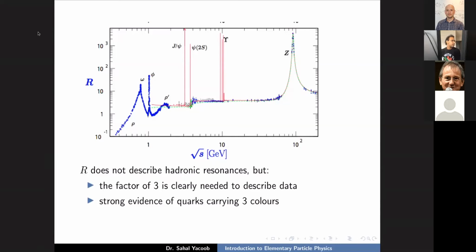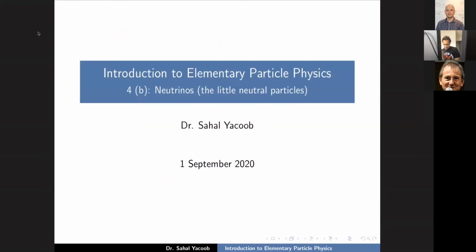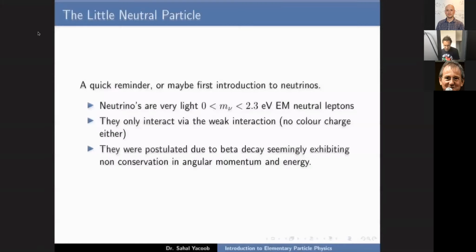Okay, great. Let's go. Let's try to get to the end of neutrinos, the little neutral particles. I think neutrinos are very fun. So neutrinos are incredibly light. They have a mass that we know is greater than 0, but less than 2.3 electron volts, and they are electromagnetically neutral. So they're the only fermions that we know of that are fundamental and have no electric charge.